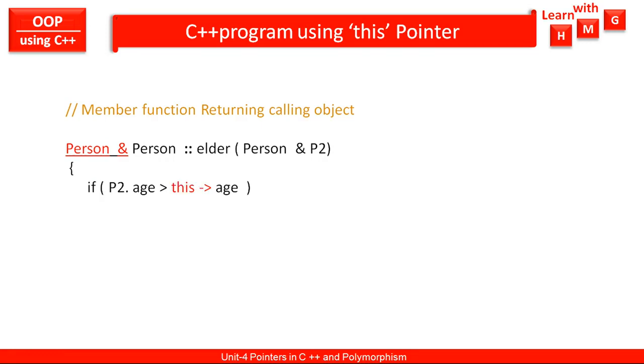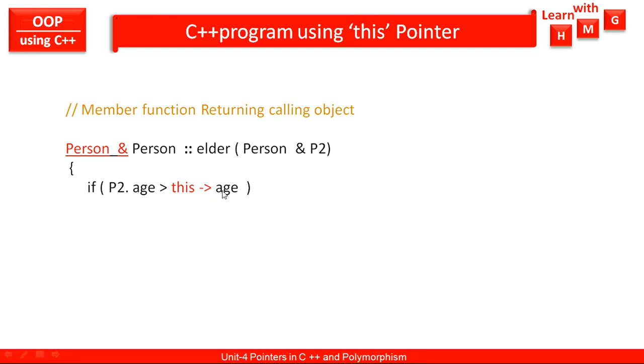Here I am comparing the age of two objects. One is the argument object and the second is the calling object. The argument object is represented by p2 and the calling object is indicated by the this pointer. So the age of the argument object is compared with the age of the calling object, written like p2.age greater than this->age.